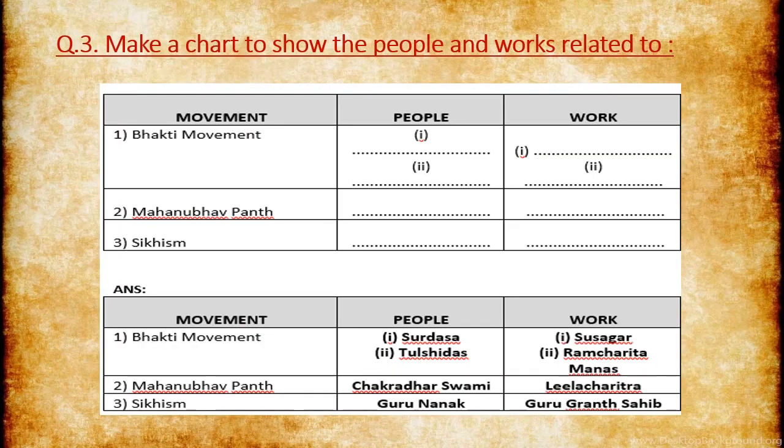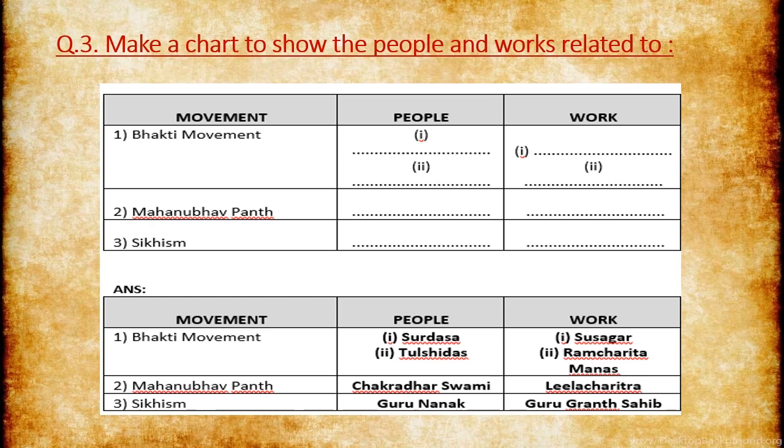Okay. Now we will move on to question number 3. Answer students. Question number 3. What is the question? Make a chart to show the people and work related to. Now, see the first column. They have given Bhakti movement. And see the second one, people. And the third one, the work that they did. Okay. Now, the first column, second column, and the third column.